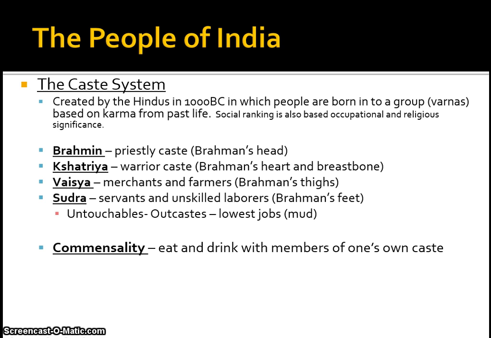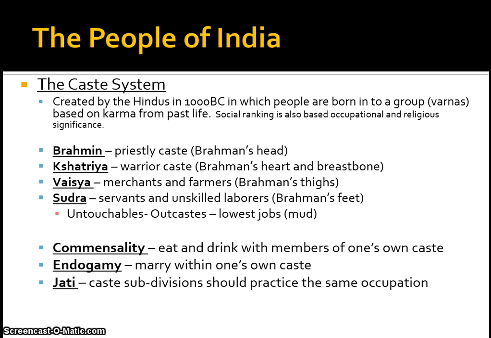So the commensality is that you would only drink with members of your own caste. Definitely there were certain sections of the city that were reserved for your caste. Endogamy is marrying within your own caste, so that makes sense. You wouldn't marry somebody from another caste. And Jyoti are caste subdivisions, and they would practice the same occupation. So in the Vaishya caste, you have a Jyoti of merchants and one of farmers.